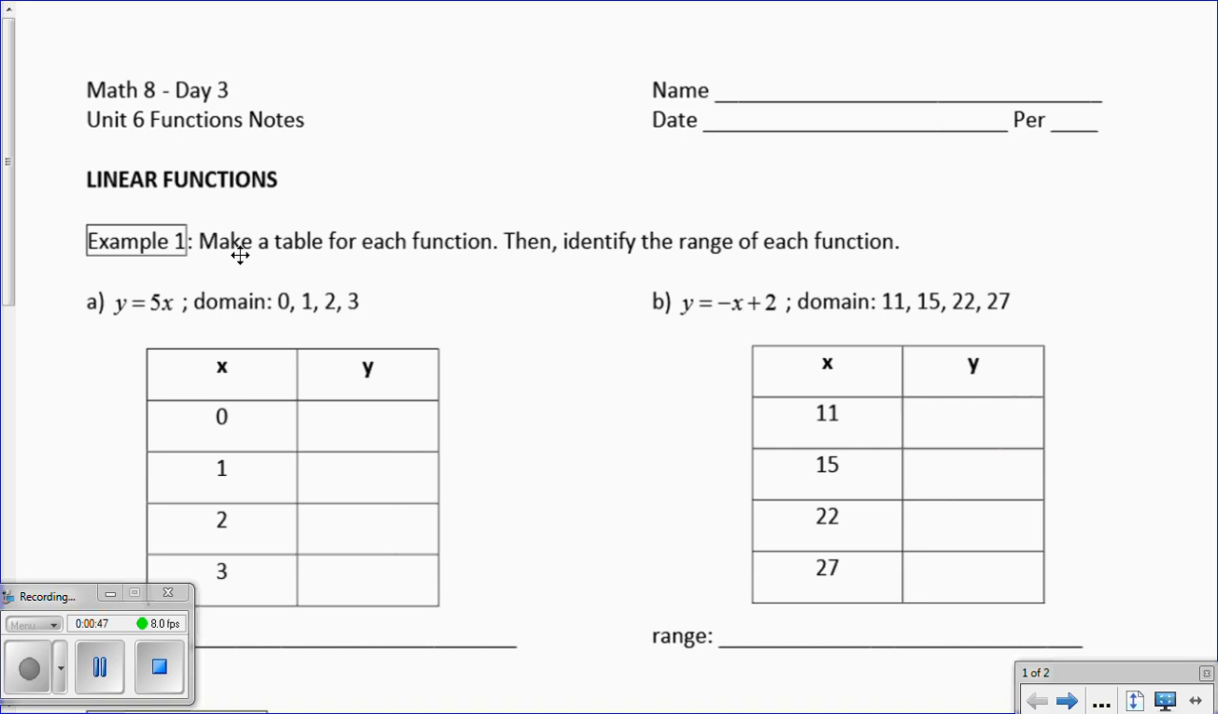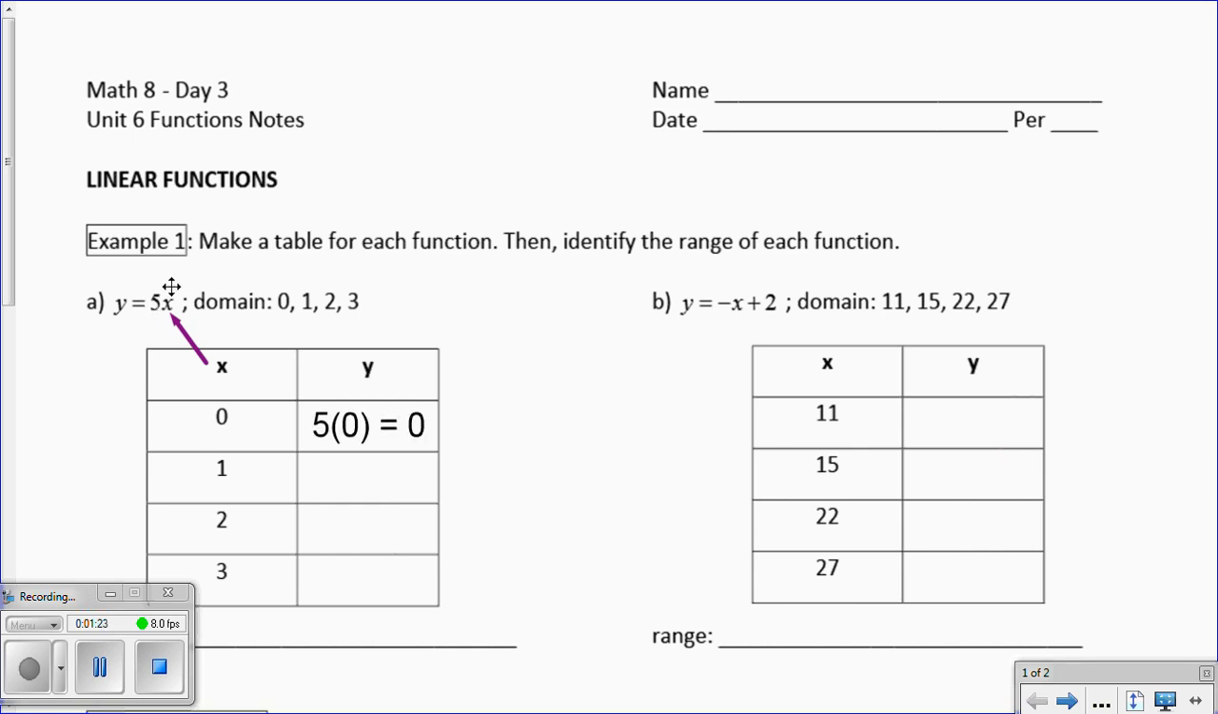So, example 1, this is stuff that you guys already know. We're going to make a table for each function, then identify the range for each function. So the table's already made for us. This equation right here, where it's got two variables, the x and y, this is our function, okay? And they told us domain was 0, 1, 2, and 3. So when they tell us domain, those are the x values. So I plugged them in for the x. To find your y values, you're taking these x values that they gave you and plugging them in for the x in the equation. Okay? So we're just doing substitution.